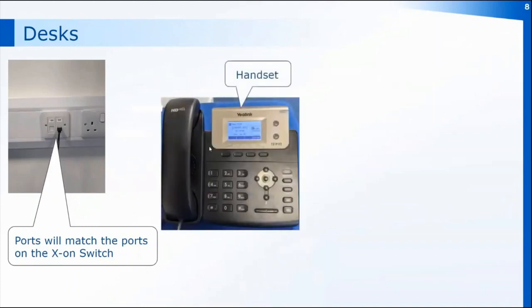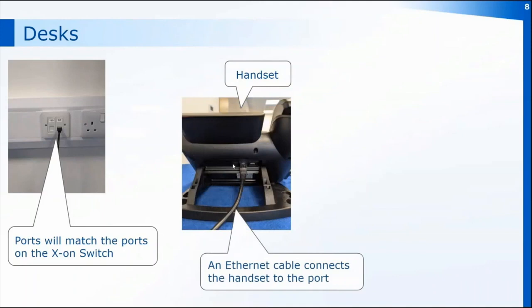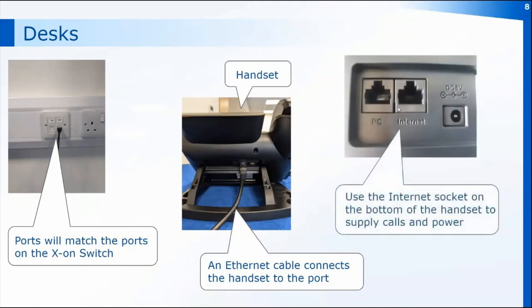On your desks, you'll have your handsets, either a T21 or the T27, and on the back of the handset, there will be some sockets there, and you'll connect the phone to the port in the wall using an Ethernet cable. On the back of the phone, there are different sockets there. So the Ethernet cable will be plugged into the internet socket on the phone, and that will then provide both power and calls to that particular extension.